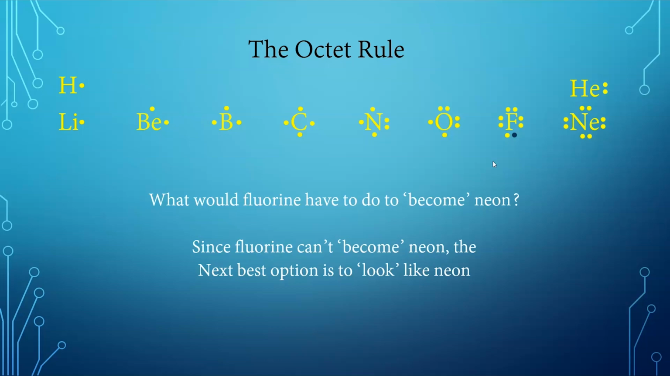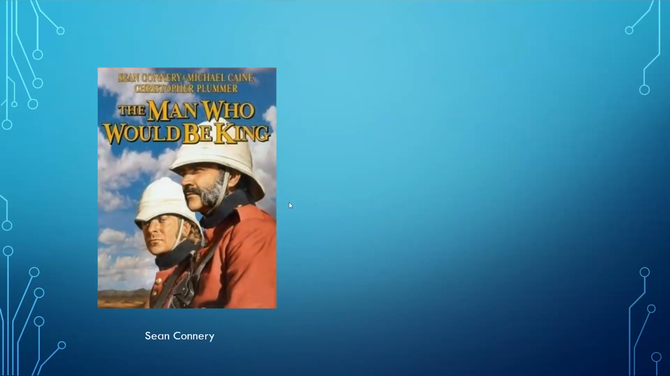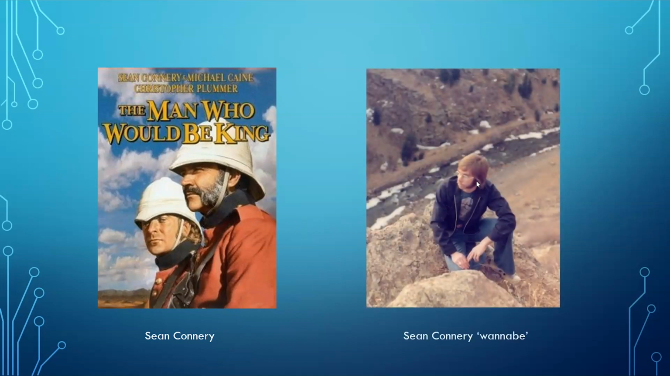And I'm certainly not putting any of you down because I must admit in my youth I was guilty of that same thing. In 1975, Sean Connery, who was James Bond before that, came out with a movie, The Man Who Would Be King, and I was a huge Sean Connery fan, so I saw all of his movies. And so in 1976, I decided I would grow these big mutton chop sideburns, and you can probably tell there's quite an amazing resemblance there. Well, maybe not that amazing. So, like fluorine, I couldn't be Sean Connery, but I could try to at least emulate him a little bit.